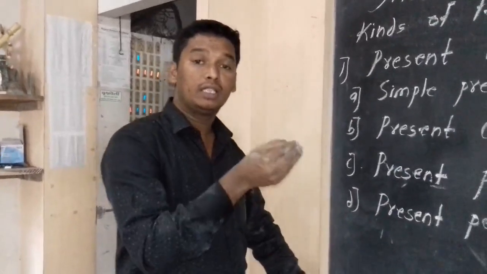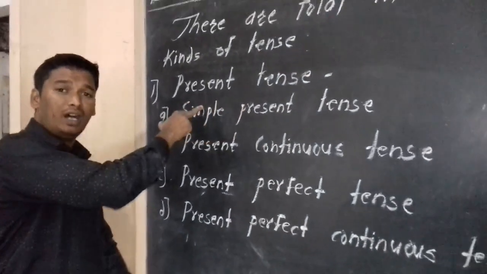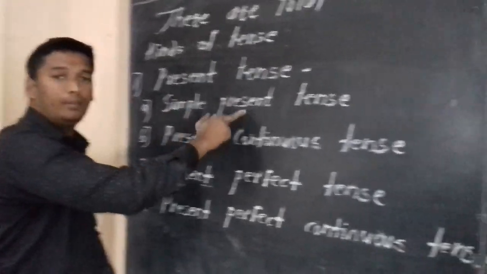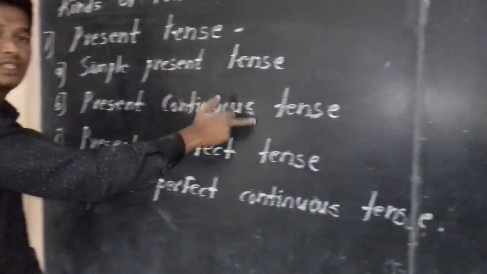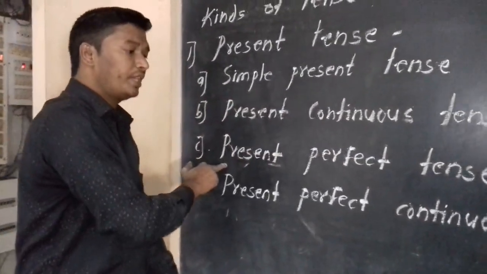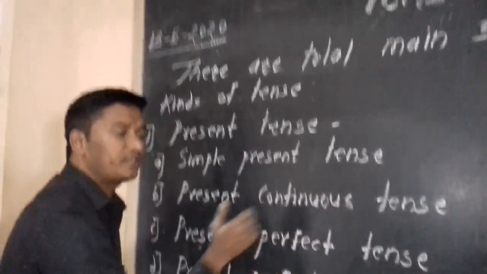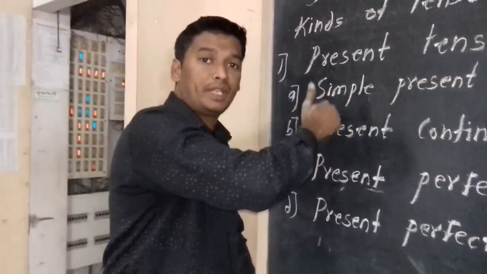I have written the subkinds of present tense. What are the subkinds of present tense? First one is simple present tense. Second one is present continuous tense. Third one is present perfect tense. And fourth one is present perfect continuous tense. These are the 4 subkinds of present tense.